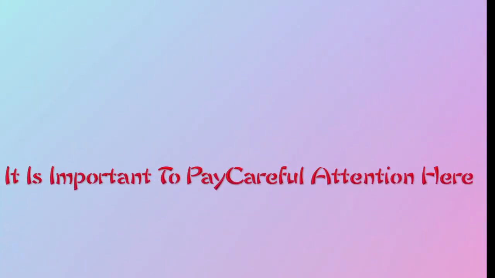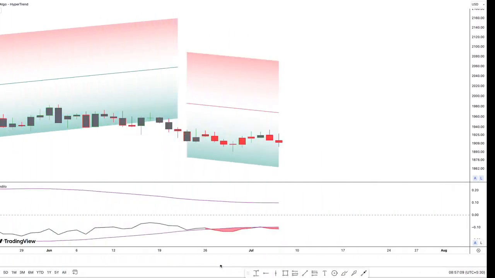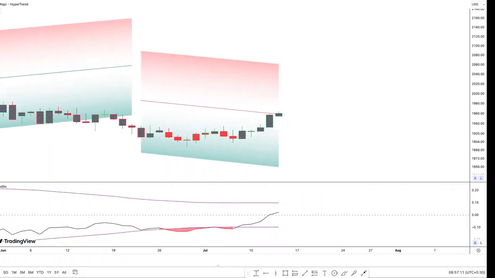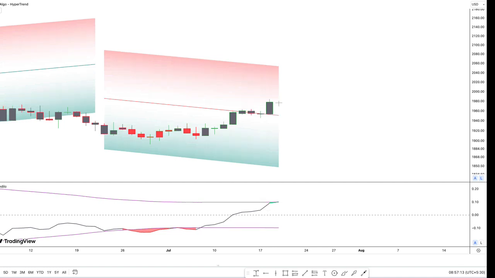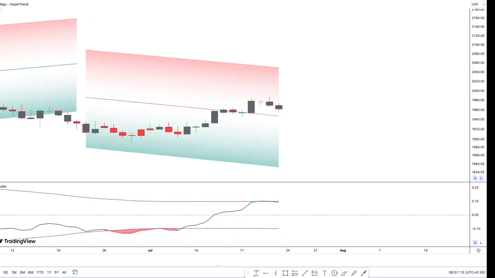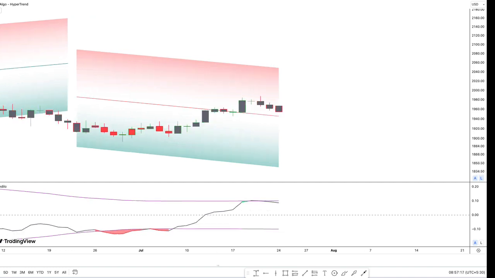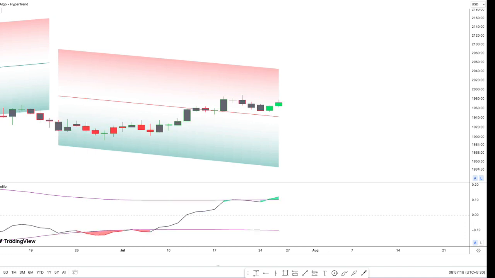It is important to pay careful attention here. We will start by using the 4-hour time frame to establish whether the market is displaying bullish or bearish sentiment, which will be achieved by looking at whether the price lies above or below the midline of the hypertrend.